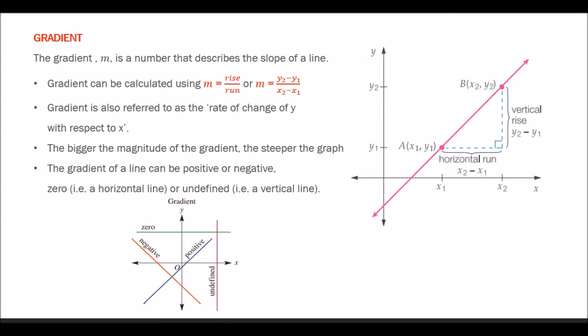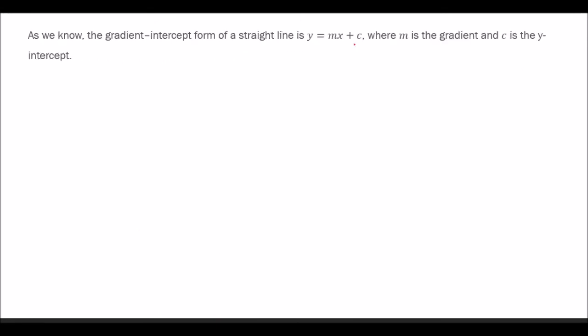Negative line, positive line. You also see these lines here, 0 and undefined. 0 lines are basically flat lines, so there's no gradient. An undefined line is basically a straight vertical up and down line. All right, so as we know, the gradient and intercept form a straight line, which is y = mx + c, where m is the gradient and c is the y-intercept. So remember, that's what these represent. m being the gradient, c being the y-intercept.